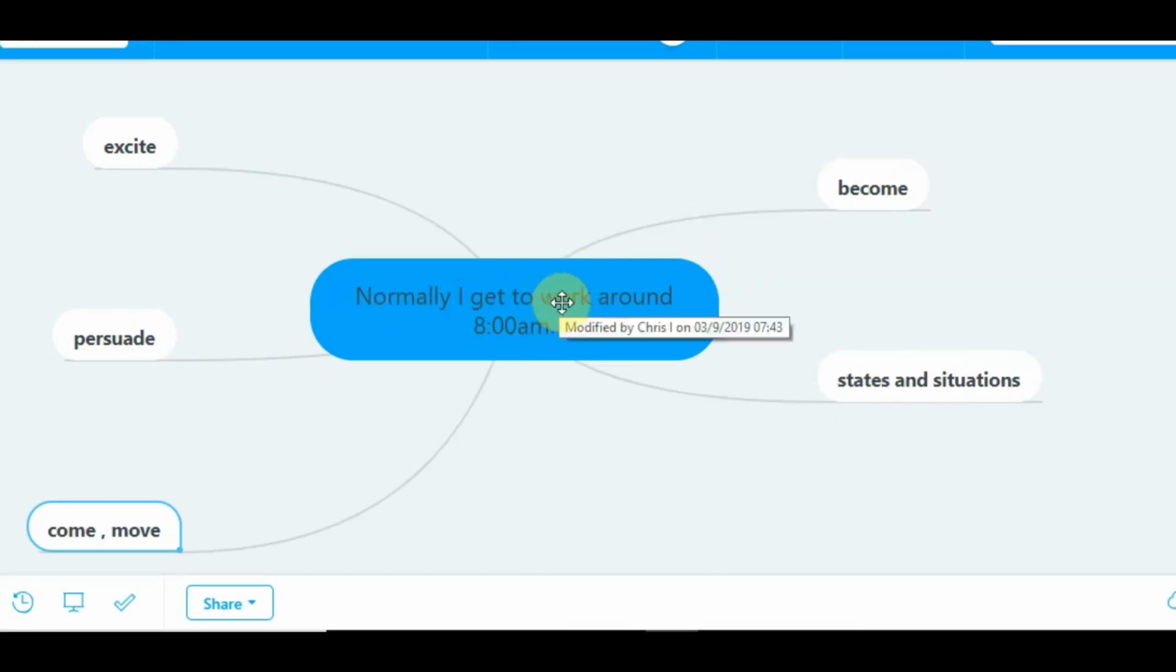Normally, I become to work around 8 a.m. Does that sound correct? No, I don't think so. Normally, I states and situations to work around 8 a.m. No. Until you come to the right answer. Normally, I come to work around 8 a.m. Now that sounds correct. Using the dictionary and the mind map will give you the correct understanding of the word.